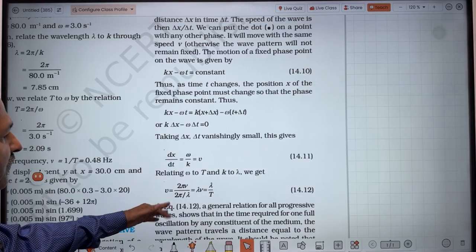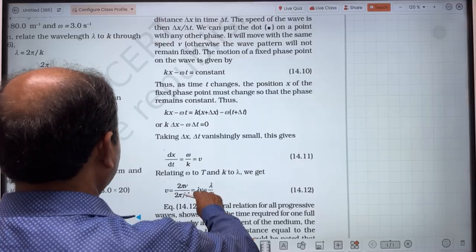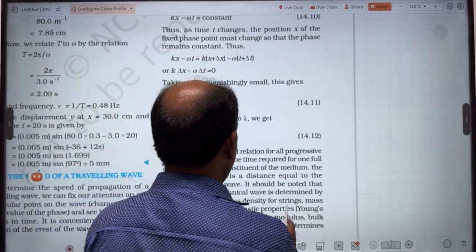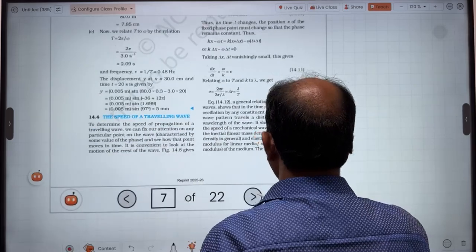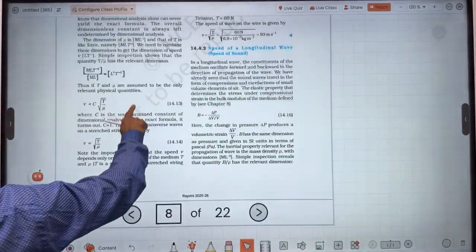And we know v equal to 2πν divided by 2π by λ, that gives λ upon T. This is the basic relation that you have already studied at a lower level. Now, we are going to see the next important point.